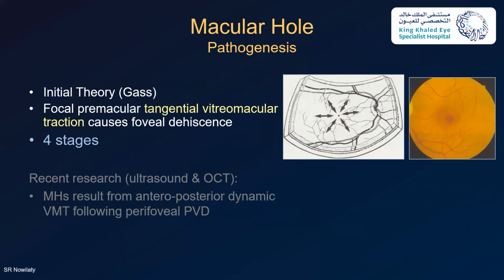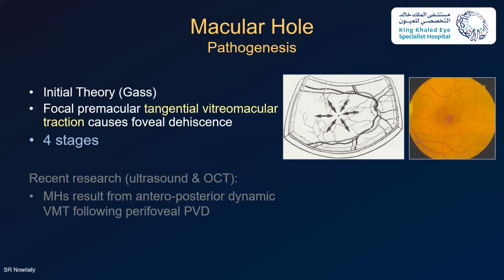Now, initially, Dr. Donald Gass, rest in peace, described what he thought was the mechanism of developing a hole, and he attributed holes to tangential traction. That means you have basically the fovea. The fovea is concave and dips, and then if you have a tangential traction, if the vitreous starts to pull on the retina sideways, then that dip, that depression, is going to elevate, because you're pulling sideways, and then there will be dehiscence.